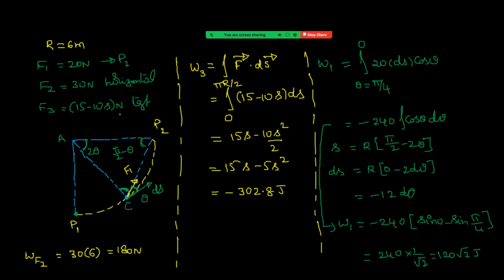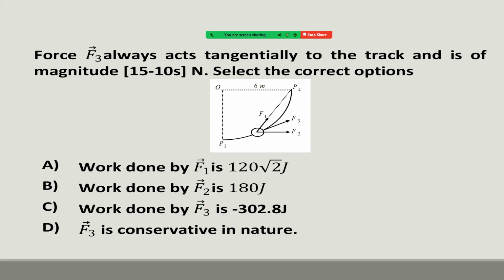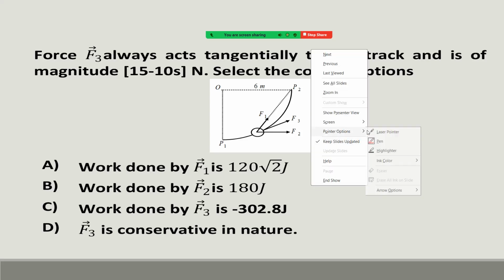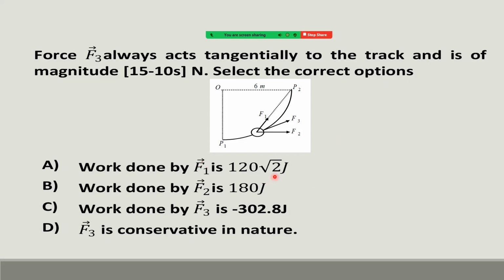And you can see F3 is always along the tangent, and this is not a conservative force. So the options are: the first one, it is A, B, and C.